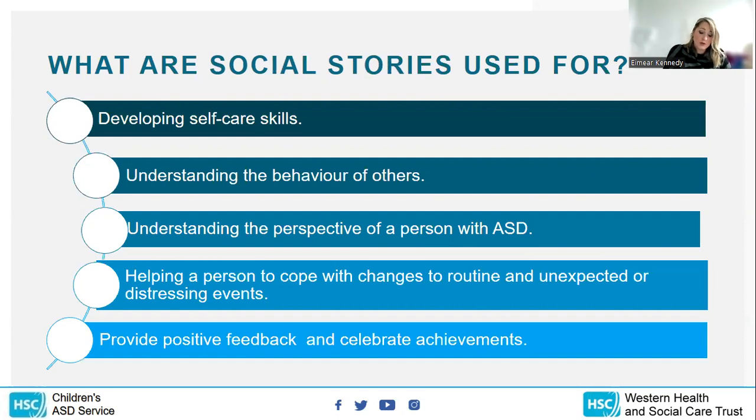Social stories can help someone to understand how others might behave or respond in a particular situation. And importantly, they can help others understand the perspective of an autistic person and why they may respond or behave in a particular way. They can help a person to cope with changes to routine and unexpected or distressing events. For example, a change of teacher, moving house, or an illness within the family. Social stories should provide positive feedback to a person about an achievement, something they're really good at or a situation that they handled really well. 50% of social stories should celebrate the person, and that will help develop self-esteem.